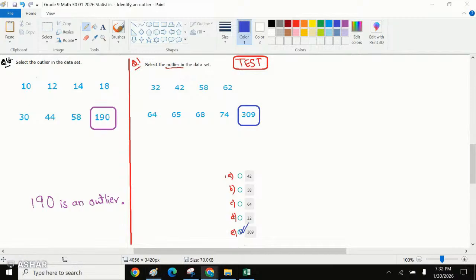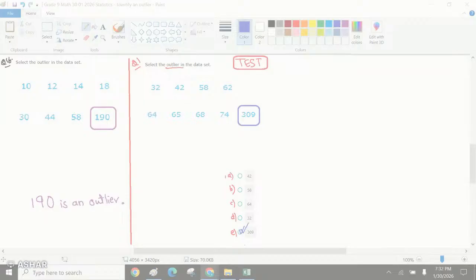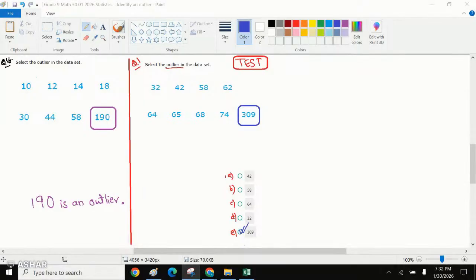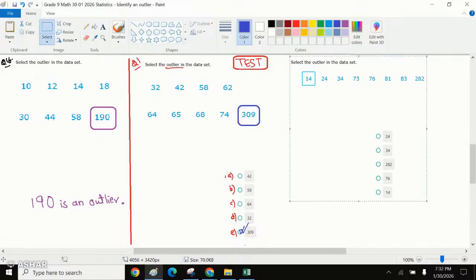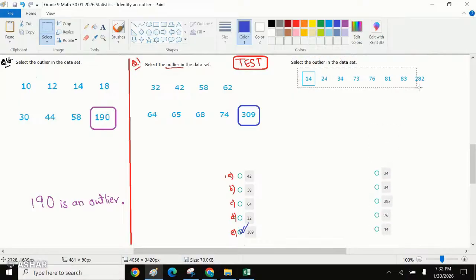Moving ahead to the next question. There are a total of 10 questions over here, very simple ones. Please do complete them if some are left. For question number 2, it says, select an outlier from the given data set. The given data set is this set of numbers and these values.